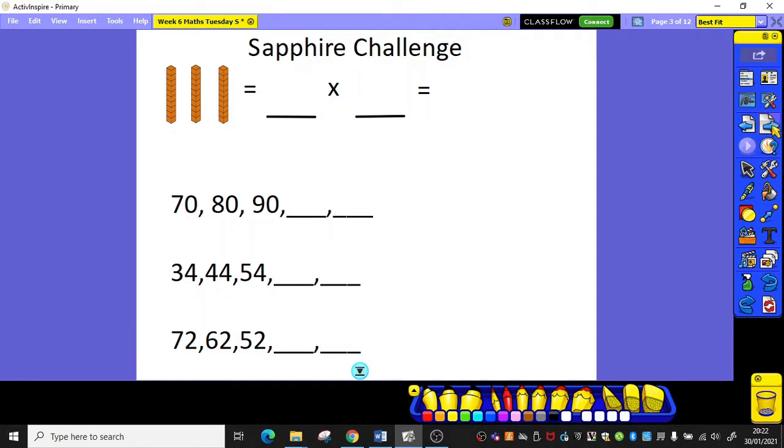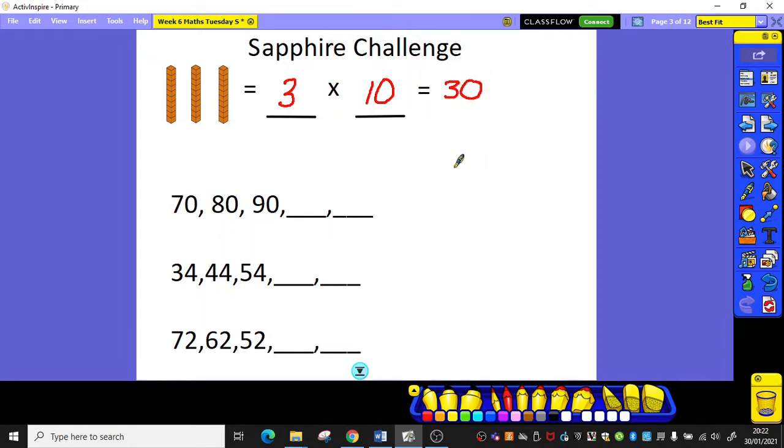So just looking at the Sapphire challenge very quickly today, you have got some problems where you're going to be practicing the 10 times table. Here I can see that my base 10 has got 10 cubes. I've got 3 lots of them, so 3 lots of 10 is 30.